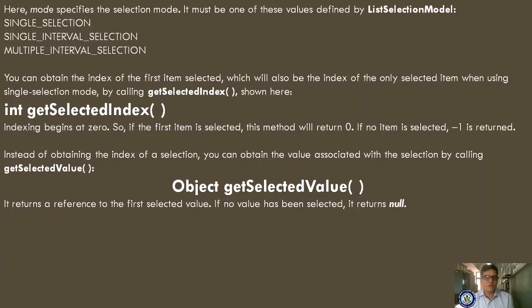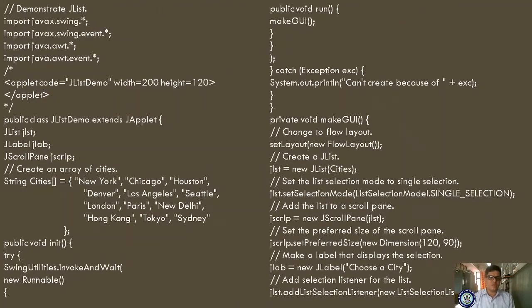Got it? By using getSelectedIndex, you are accessing the index of the item in that location. By using getSelectedValue, you are accessing the value of the item in that particular location. To understand this concept, let us see this program carefully.